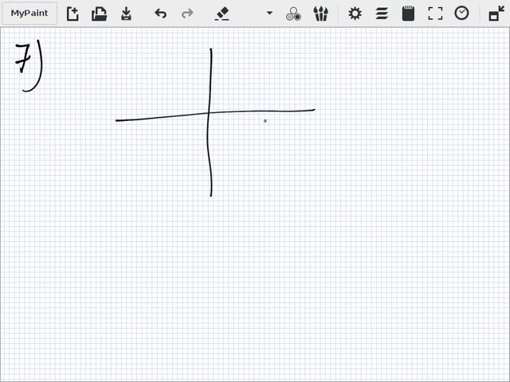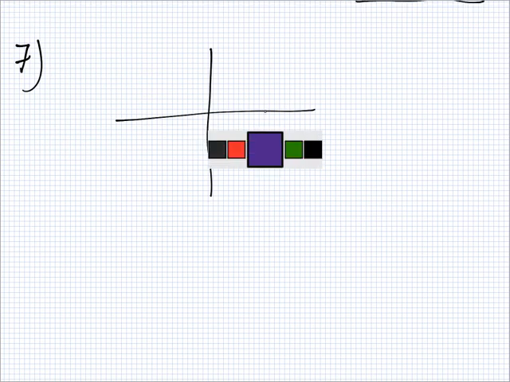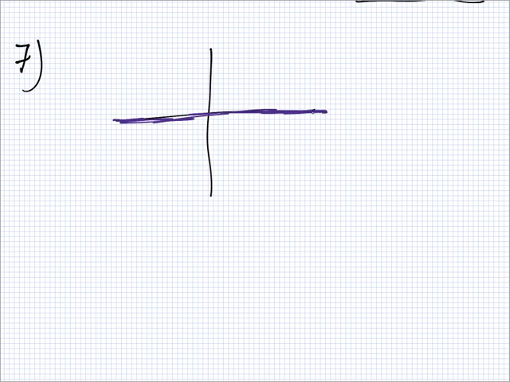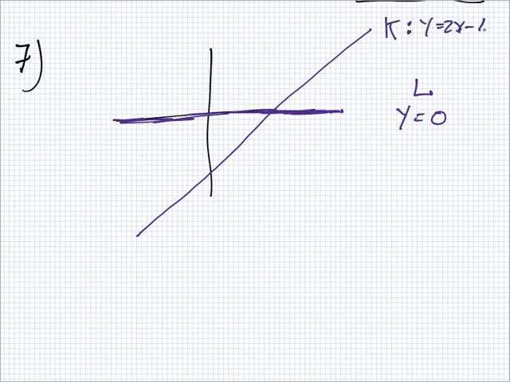Consider the line L, which is the x-axis. So the line L, there it is there, is the x-axis. What's the equation of this line? Y equals 0. And this is L. K is this line down here. K is y equals 2x minus 4. So that's K. That's L.